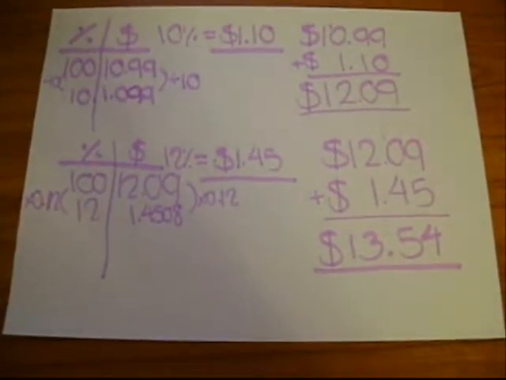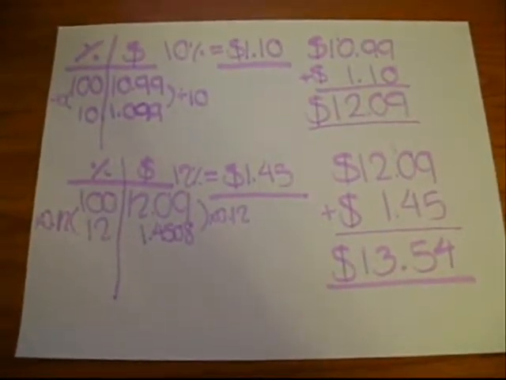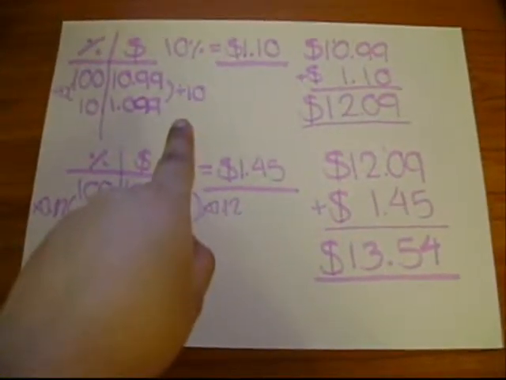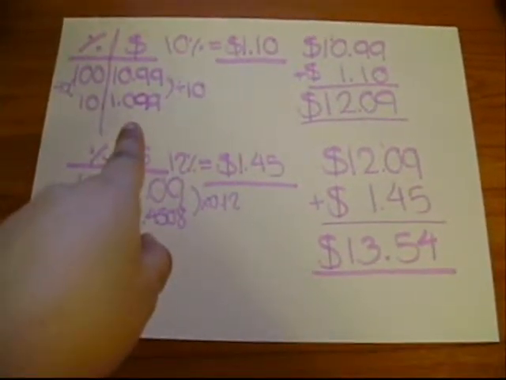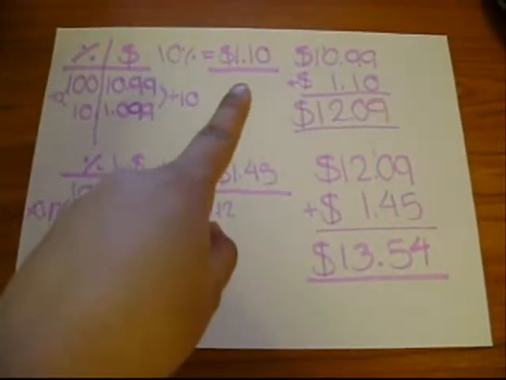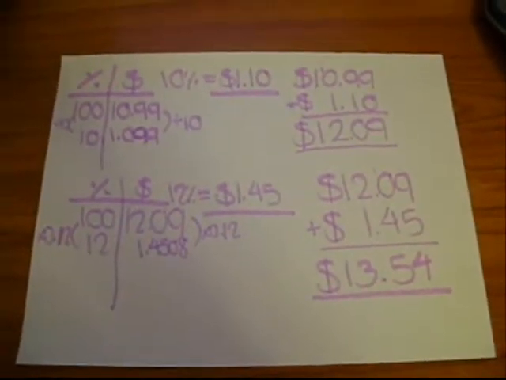So first you have to find 10% of $10.99. To get that, you have to divide by 10 to get 1.099, which you have to round to $1.10.